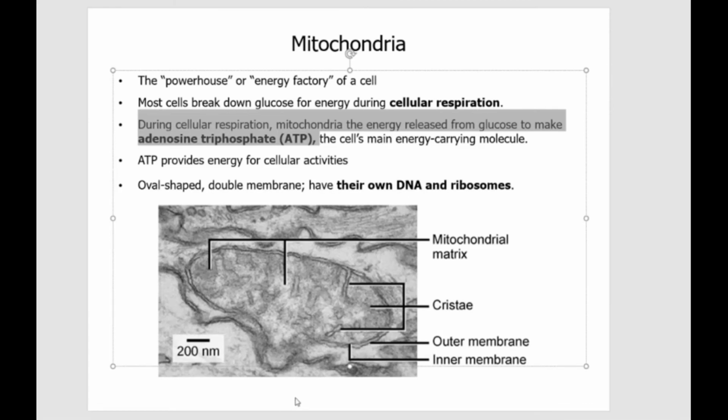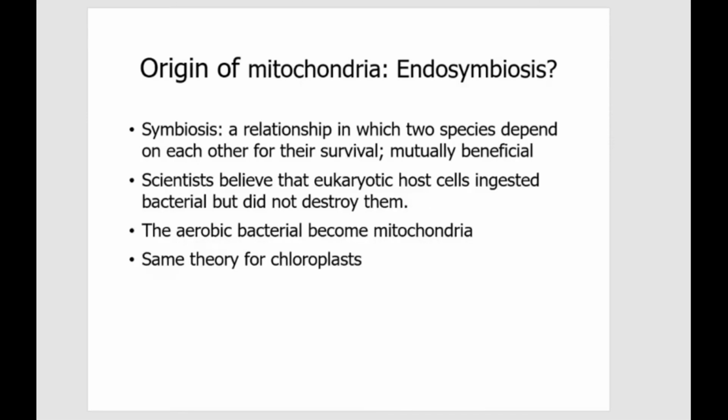Now, what's interesting about mitochondria is that they have their own DNA and ribosomes. Inside the cell, the nucleus is not the only place you can find the genetic material. Mitochondria are another place that you can find DNA, and they even have their own ribosomes. That's actually very, very interesting.